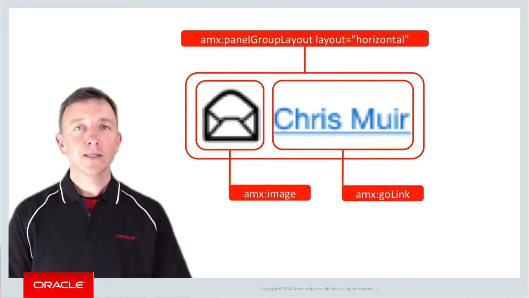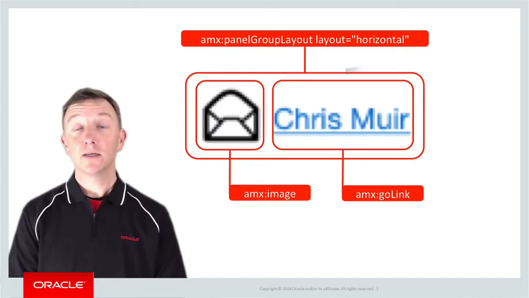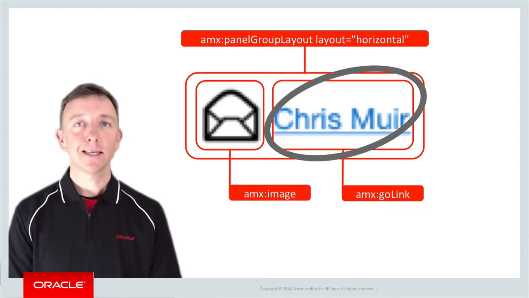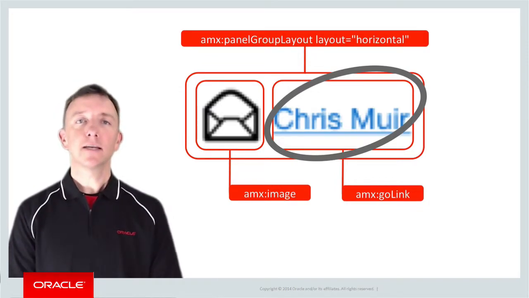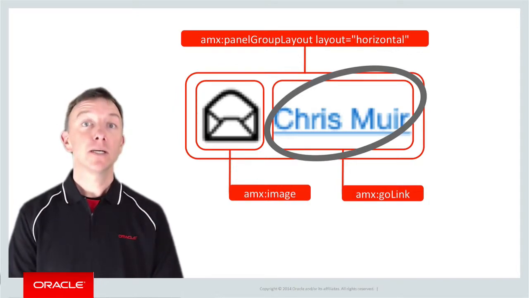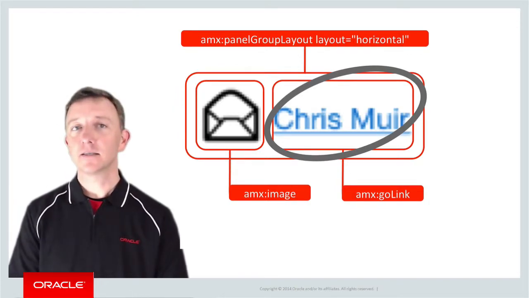Now, not everyone is going to want to email Chris Muir, surprising as that seems. So the fragment requires dynamic content, that is, content that will be injected by the consumer of the fragment. Fragments support dynamic content via attributes and facets.